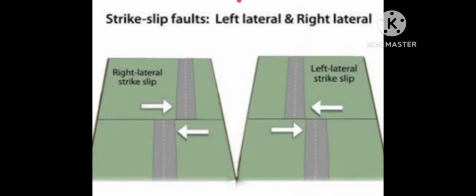Strike-slip faults can be classified in two ways: left lateral strike-slip faults or right lateral strike-slip faults. This classification depends on the perspective of the viewer and the motion of the two blocks of rock.